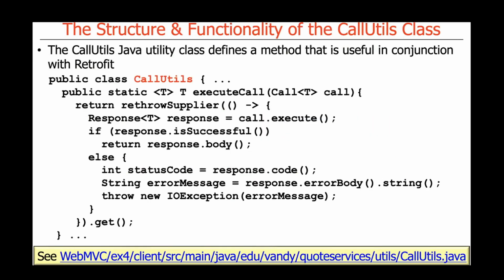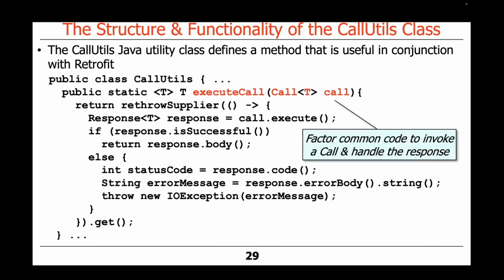So here's what the call utilities execute call method looks like. Call utils is a Java utility class that defines a method that we want to use here with retrofit to avoid having to rewrite a ton of boilerplate code. And you can see here, we're going to take a call object, a generic call object, and it's going to factor out common code to invoke a call and handle the response.